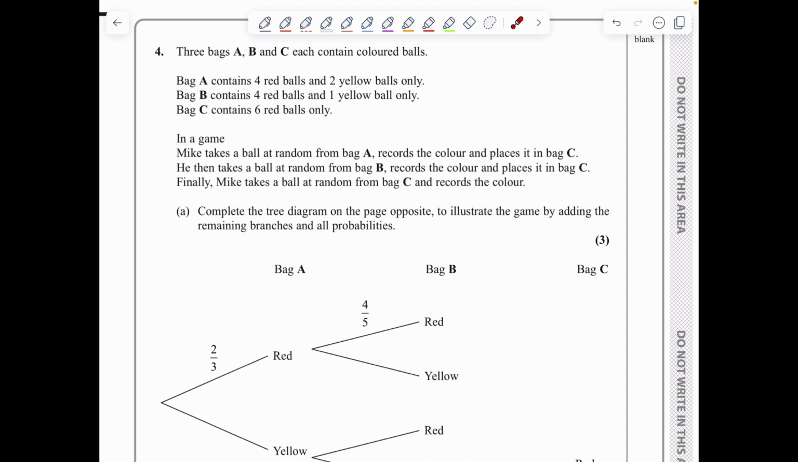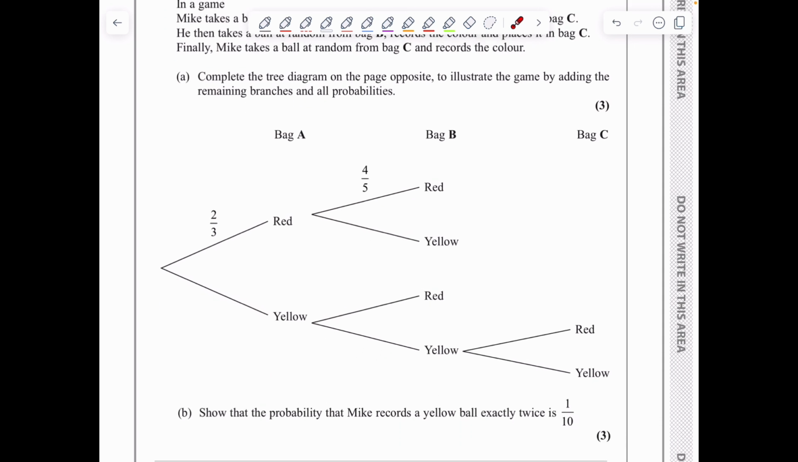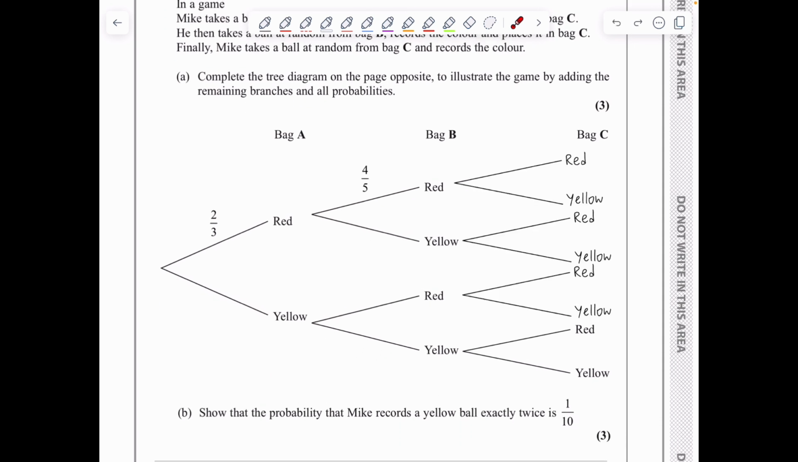In question 4, we've got Mike, who is drawing a ball out of bag A, recording the color, placing it in C, then drawing a second ball from B, recording the color again and placing it in C, and then finally taking a ball at random from bag C. And we need to complete the tree diagram given here. Well, I will start by adding the missing branches, so the red, yellow possibilities for bag C, and I will start by filling in the probabilities.